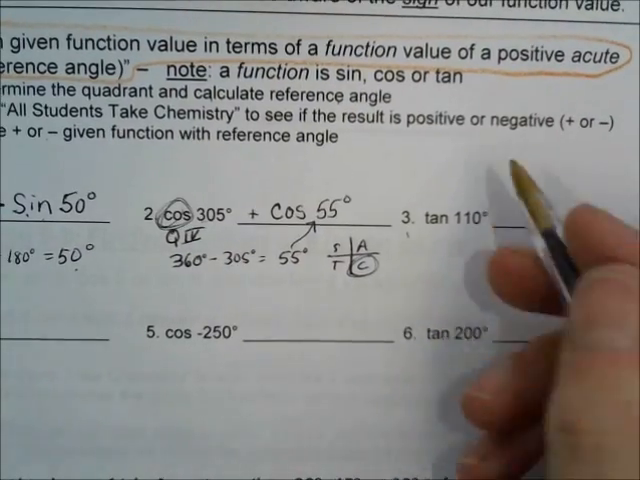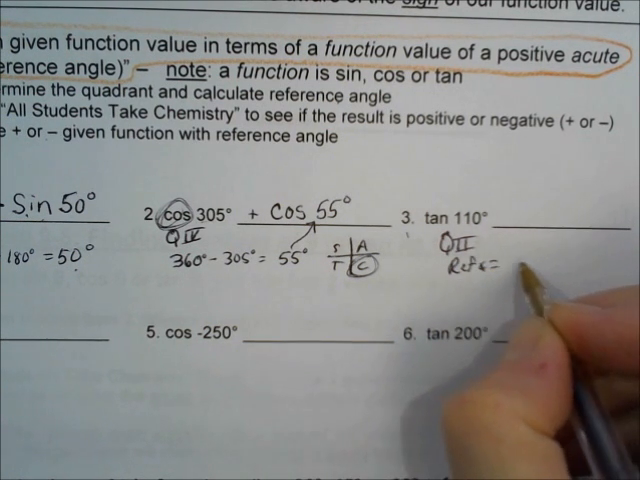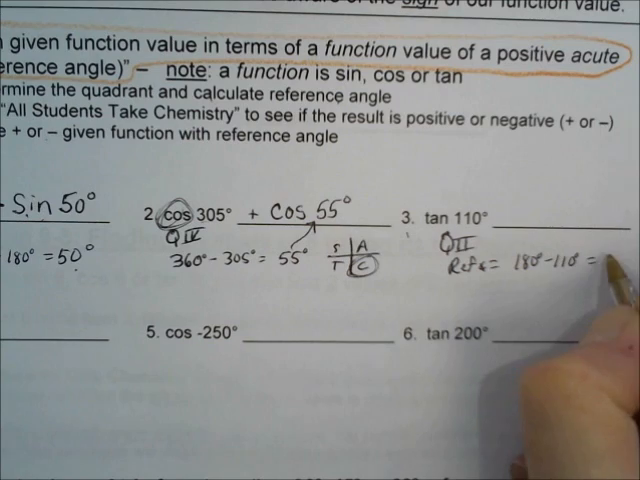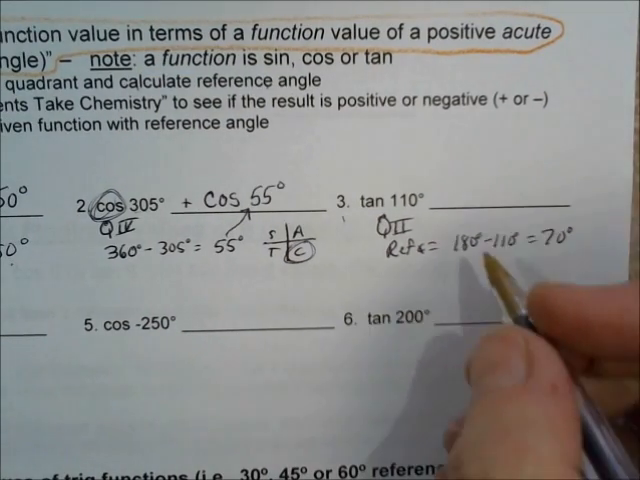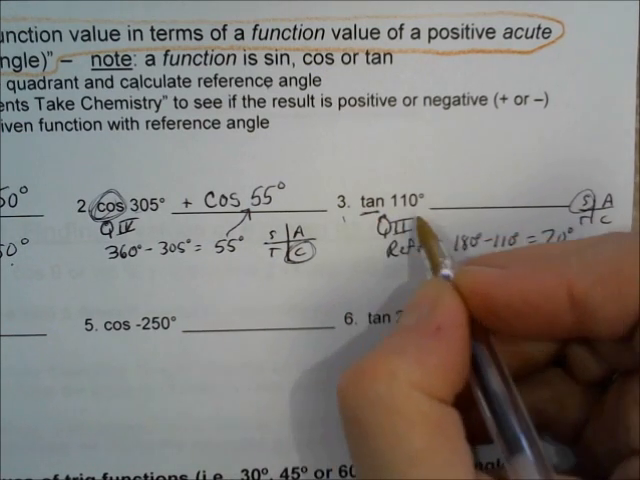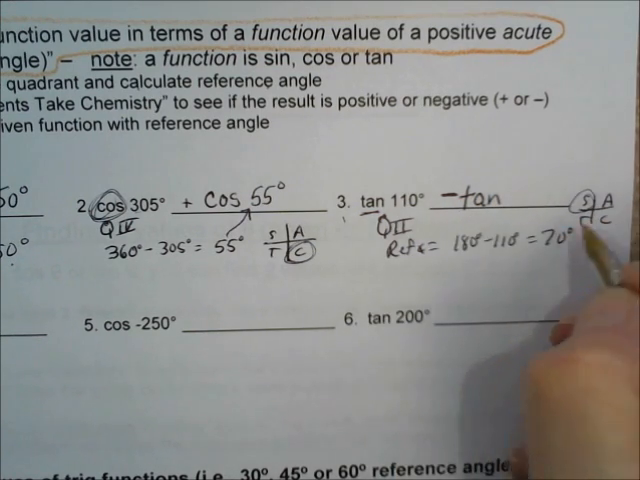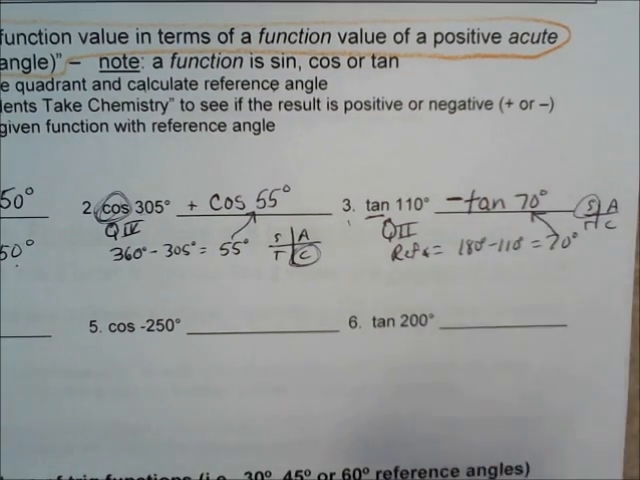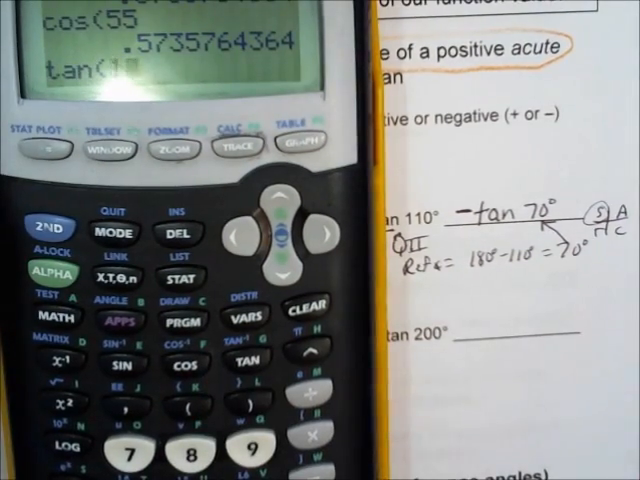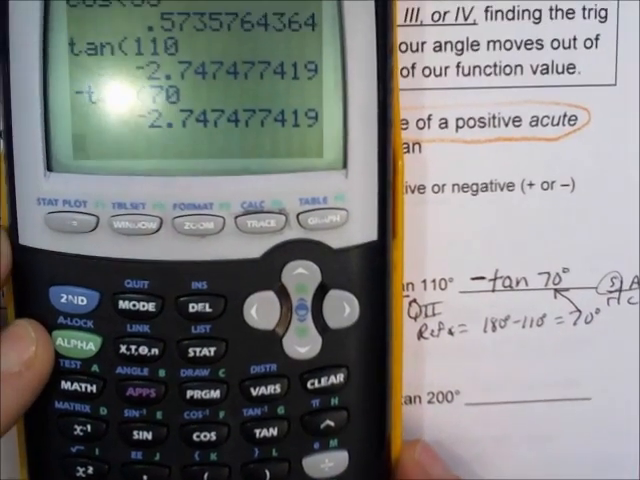The next one is 110 degrees. Well, that's a quadrant 2 angle. And the reference angle is 180 minus 110, which is 70 degrees. And All Students Take Chemistry tells us when we're in quadrant 2, the only thing that's positive is sine. Well, we're asked about the tangent. Tangents go negative in quadrant 2, so we rewrite it as the negative tangent of that reference angle, 70 degrees. And then we check in our calculator that the tangent of 110, which is that number, is equal to the negative tangent of 70 degrees, which is exactly the same thing, so that's our check.